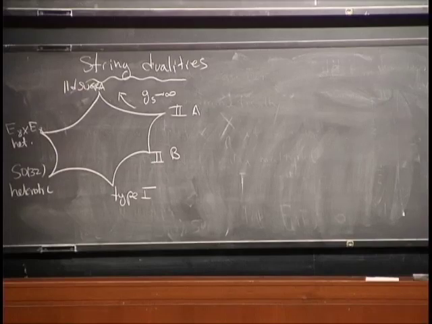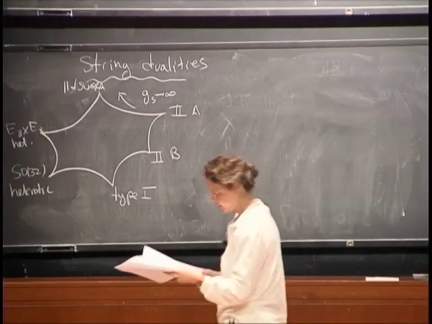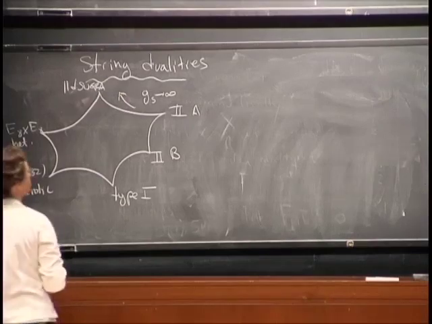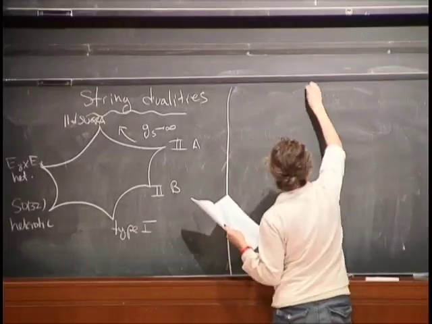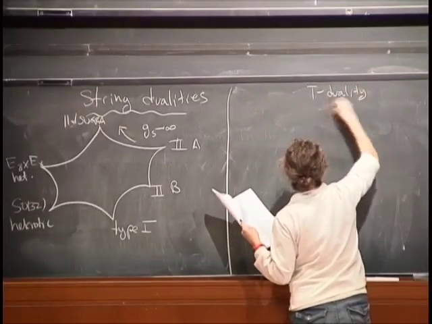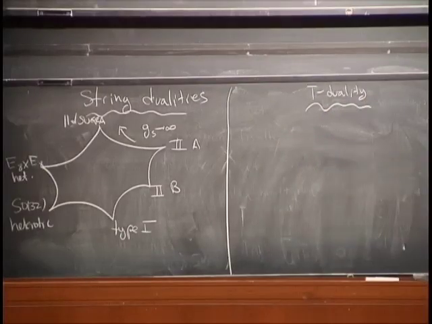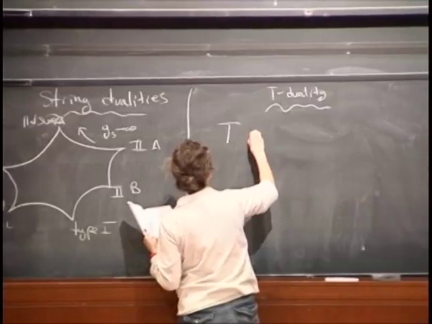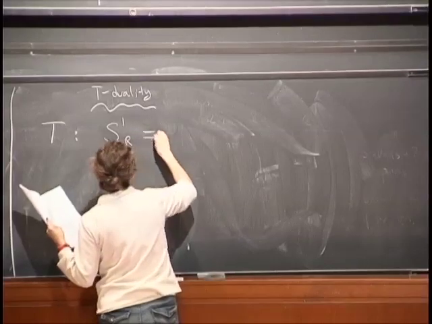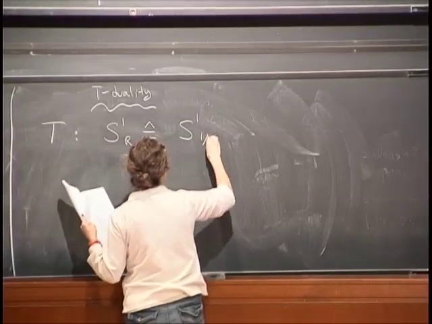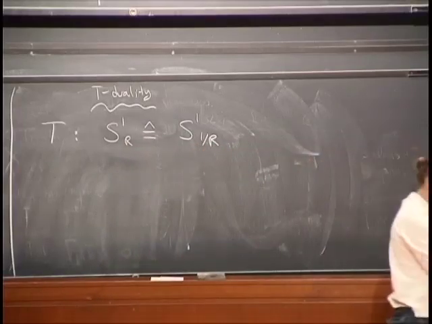Now, the simplest example of string duality is T-duality, since it can be described using perturbative strings, using perturbation theory. Moreover, it appears for the simplest string theory we all learn about, which is the closed bosonic string. For the closed bosonic string, T-duality says that if we compactify the closed bosonic string on a circle of radius r, this is equivalent to a compactification on a circle with radius 1 divided by r.